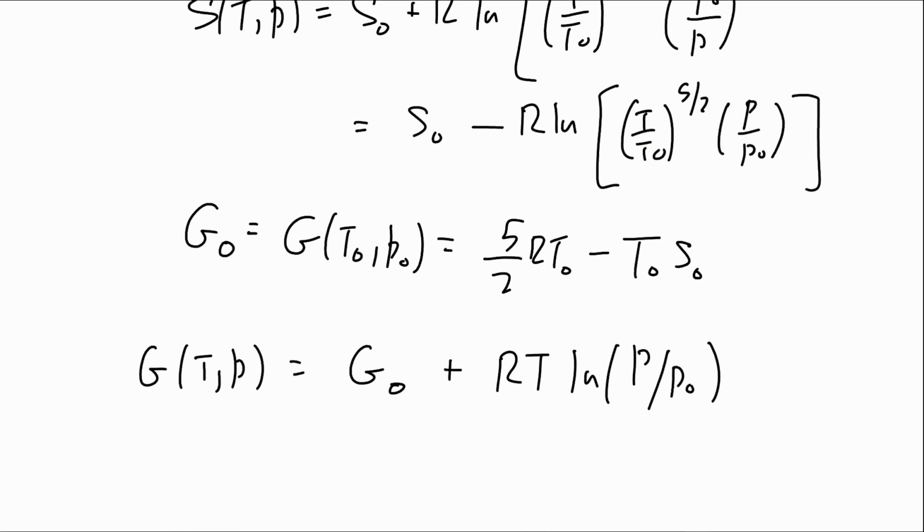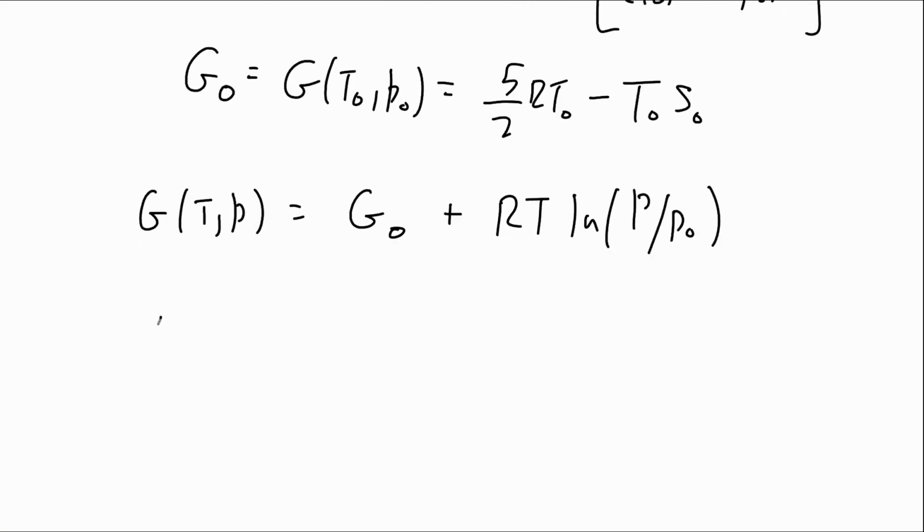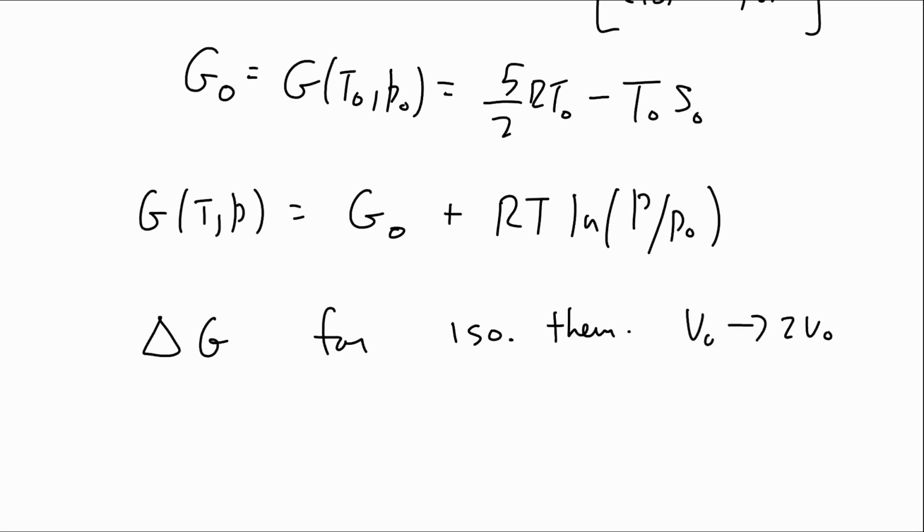So now, if you know that, and it's the kind of thing that will be on the back of the exam, then you can use it. And so if I expand a gas, so what is delta G for isothermal expansion from V naught to 2 V naught? So I'm doing one of the problems, and it's reversible.